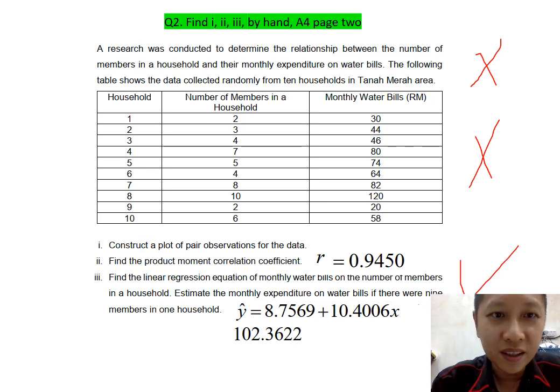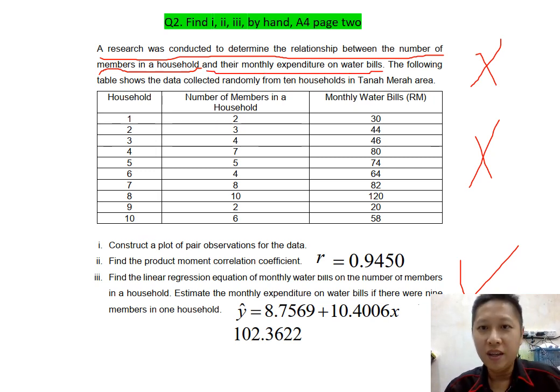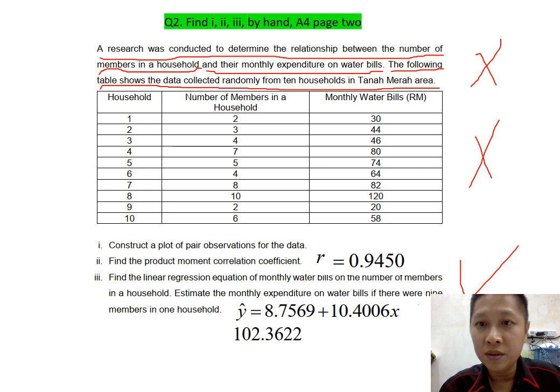A research was conducted to determine the relationship between the number of members in a household and their monthly expenses on water bills. Means that if the house has 4 people, is the water bill going to increase when they have 2 extra members joining? The following table shows the data collected randomly from 10 households in Tanah Merah area.